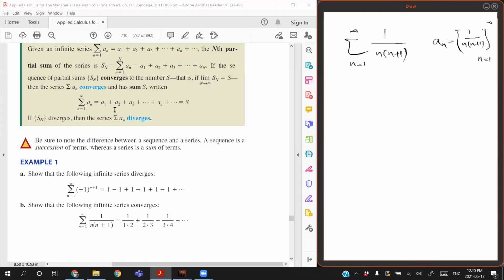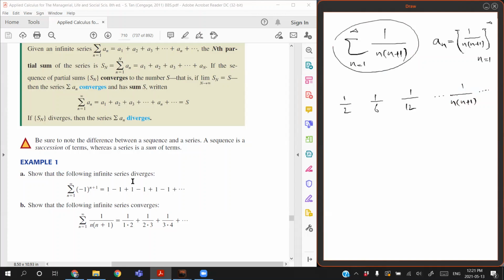So if I just write down the terms of the sequence, it's going to be 1 over 2, because I get 2 times 1, 1 over 2. Then the next value is going to be 1 over 2 times 3, 1 over 6. Then it's 1 over 3 times 4, so it's going to be 1 over 12. And it's going to be like this forever. And the general term, as indicated here, is 1 over n times n plus 1. So this is the sequence based on which this series has been defined.